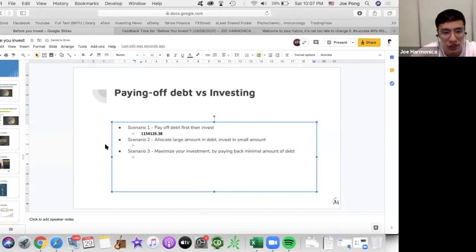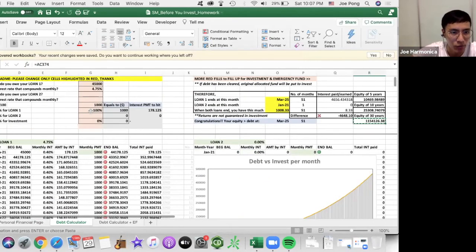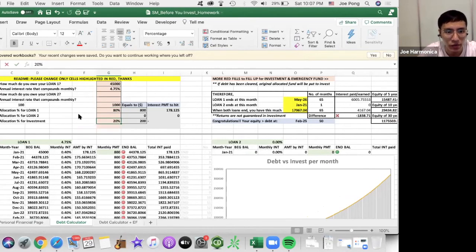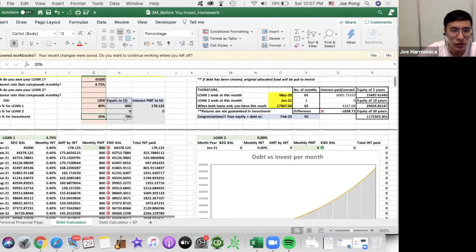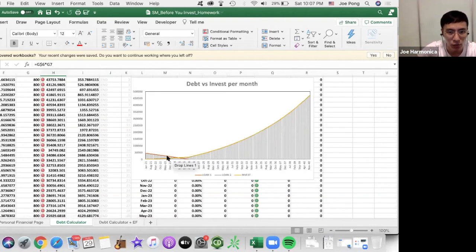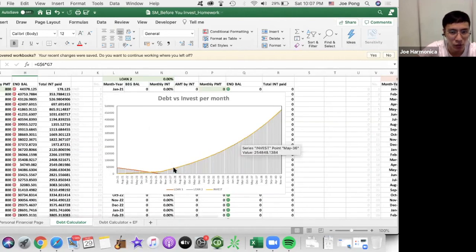Okay, let's move on to scenario 2. Allocate a large amount into debt and invest a small amount of money in your investment. So for the large amount, I would say I'm putting 80% to my loan and 20% to my investment. So every month, I will put 200 into my long-term investment, and the other 800 I will still use to pay my debt. Red here is your debt, yellow here is your investment, so the money you are compounding.